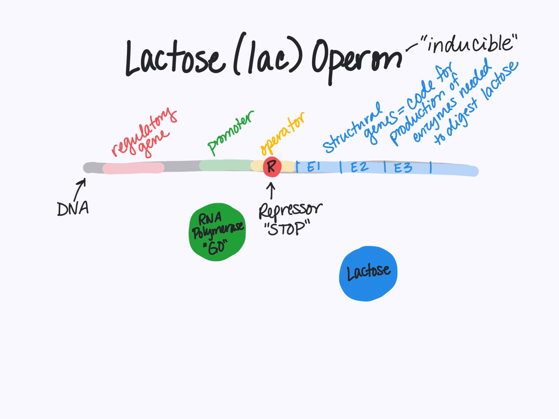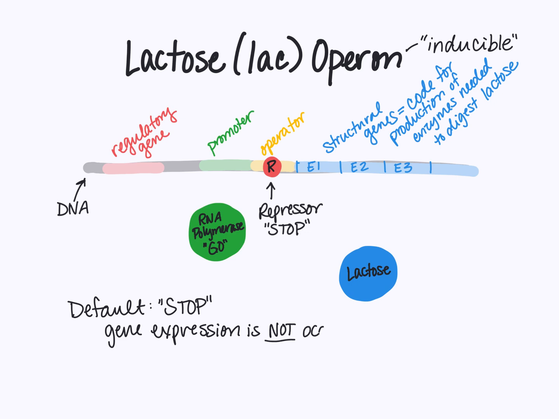Now, you'll notice that I went ahead and drew the repressor being attached to the operator. And that's because the default condition with the lac operon is a stop, or a repressed operon. So the default is stop. And what this means is that gene expression is not occurring unless the repressor is removed and the operon is turned on.